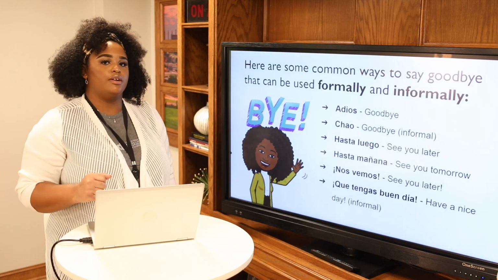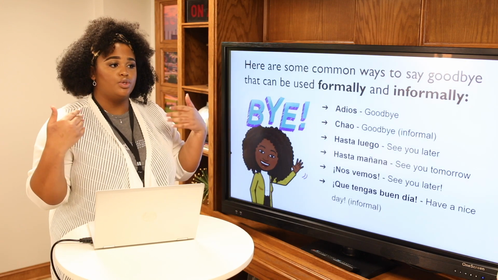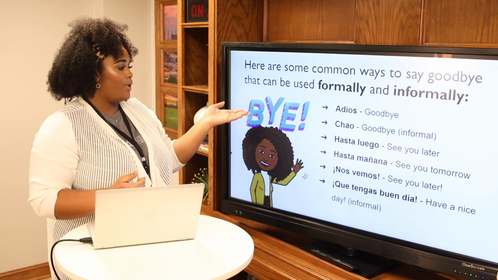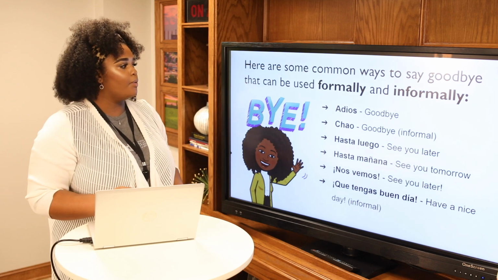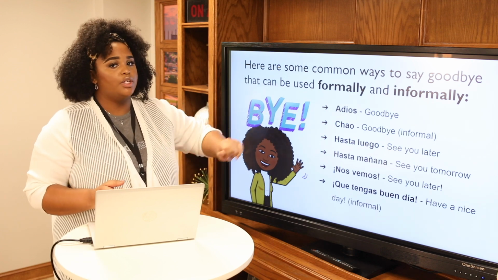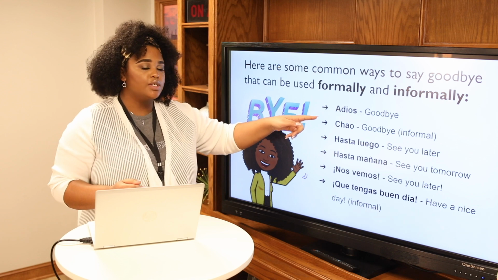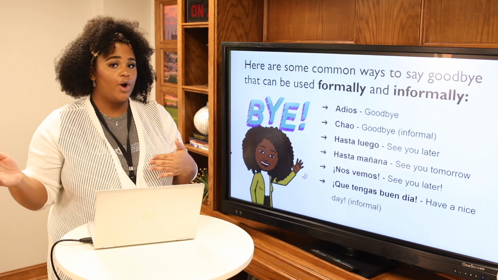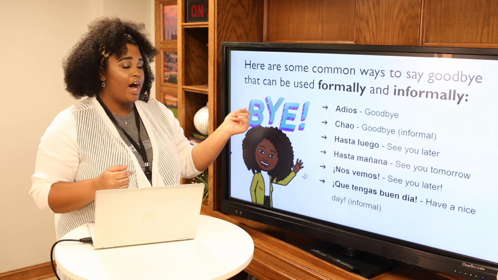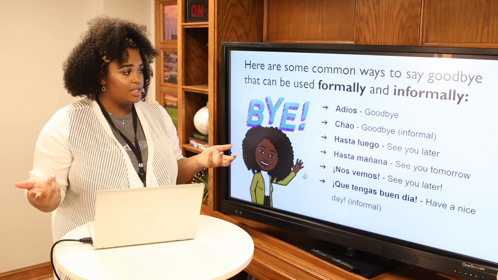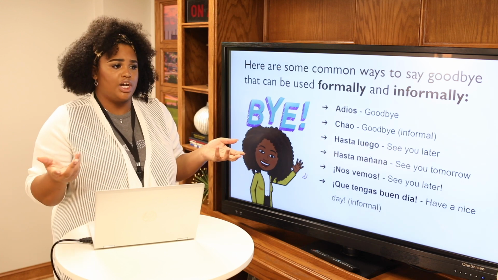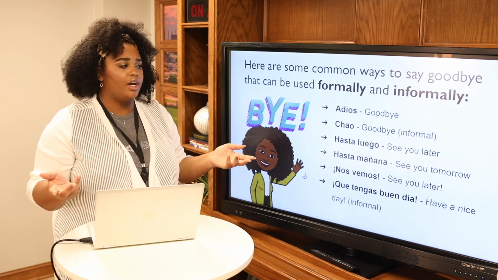So now that we've learned how to say hello to formal and informal people, now let's learn some ways to say goodbye. So here are some common ways that you could say that formally and informally. So the most common that you probably know is adios. So repeat, adios. Adios means goodbye. Ciao is informal to say goodbye. So that's probably another common one that you hear too, is ciao. Adios and ciao are very common.